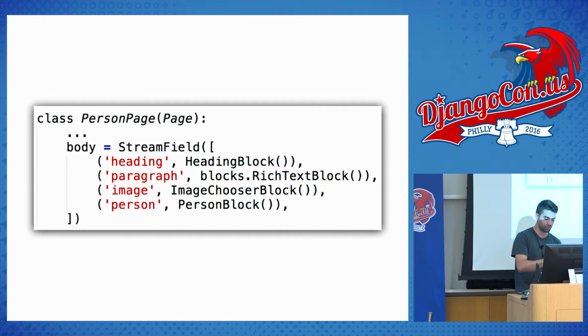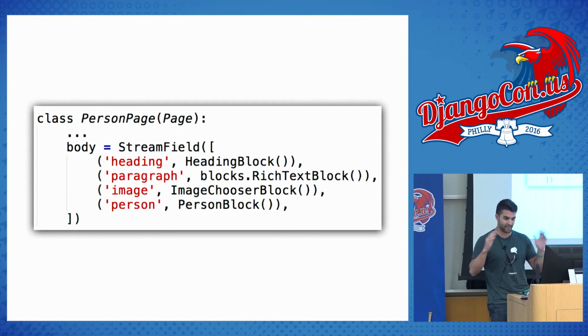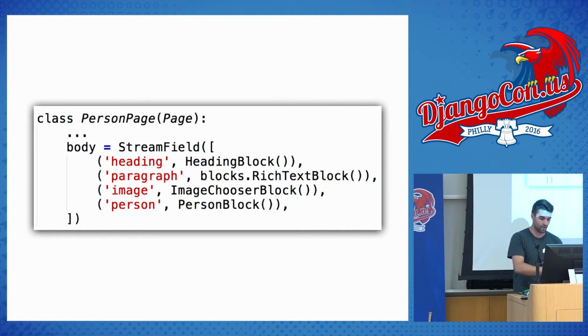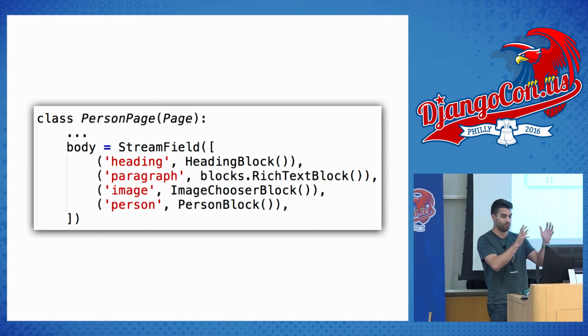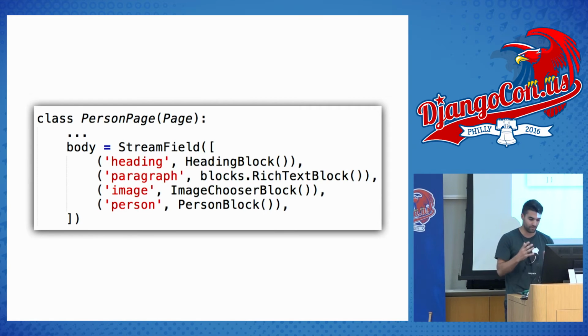So on the actual page, this is what StreamField is going to look like. You've got your StreamField, which again is just that text field, just formatted JSON, and you pass in an argument of a list of tuples, and each tuple has a string which is the type of block that you're working with, and then the actual block class which is going to be manipulating that data.